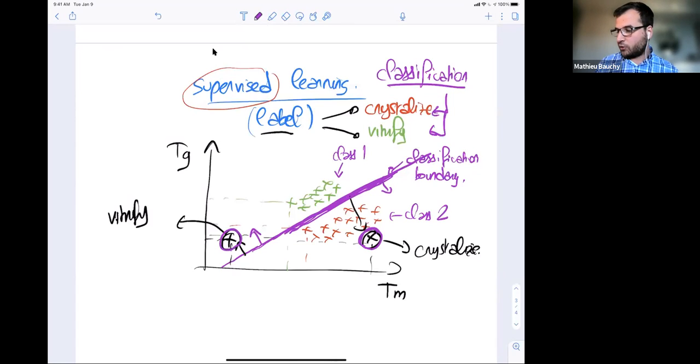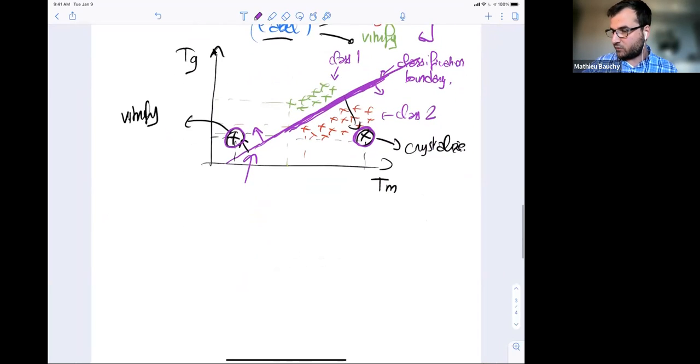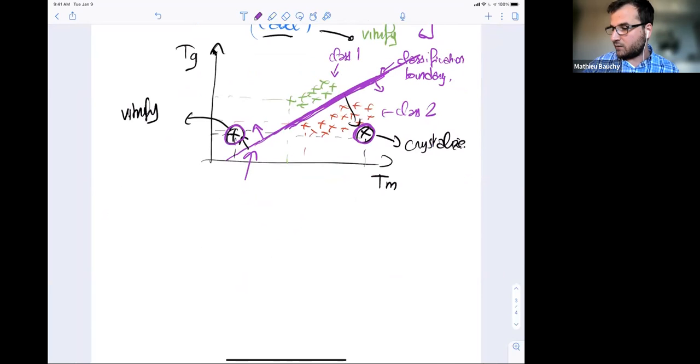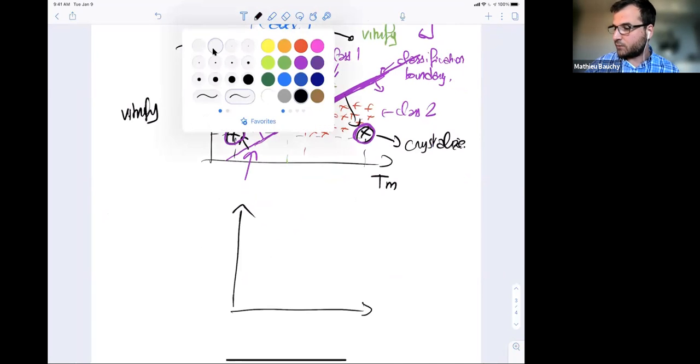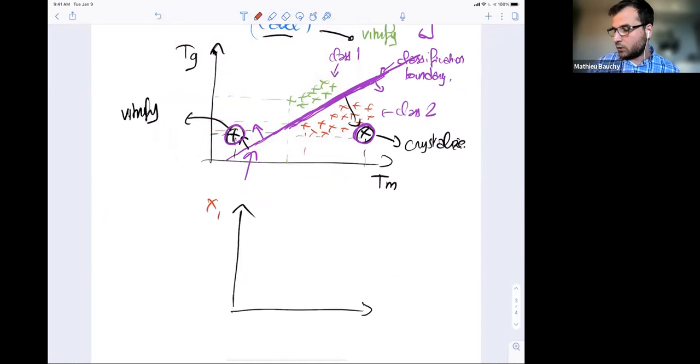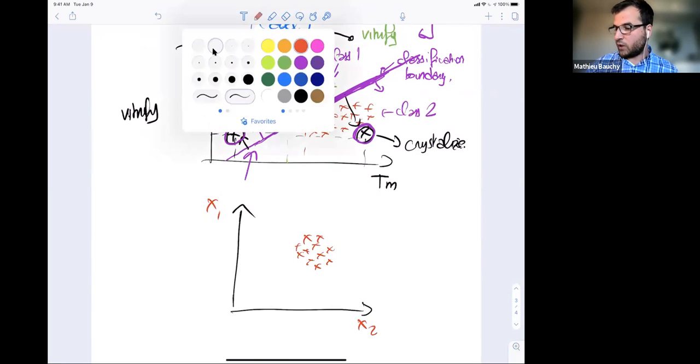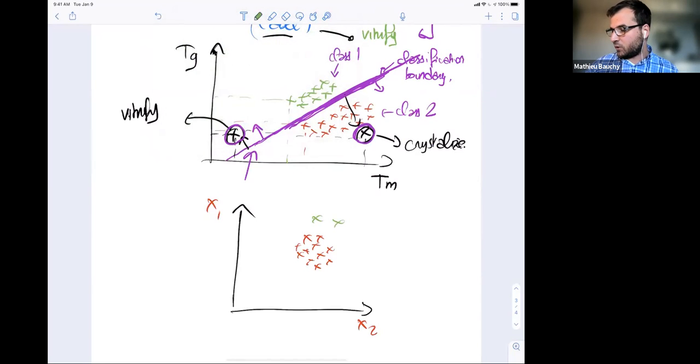So this decision boundary here doesn't have to be linear. In this case, I used a very simple example, so it looks like it's linear, but you could have some cases that would be more complicated. So let me just show you another example. It's possible that, for example, you could have some glasses for which you know two properties, X1 and X2. And then again, you have some glasses that, let's say, would crystallize, so I would put them in red. And then you have some other glasses like this, and those glasses do vitrify, they do not crystallize.